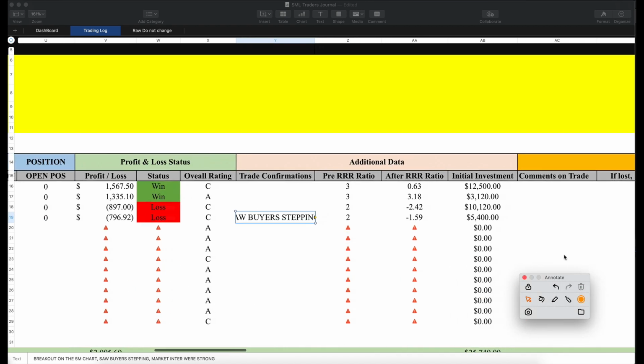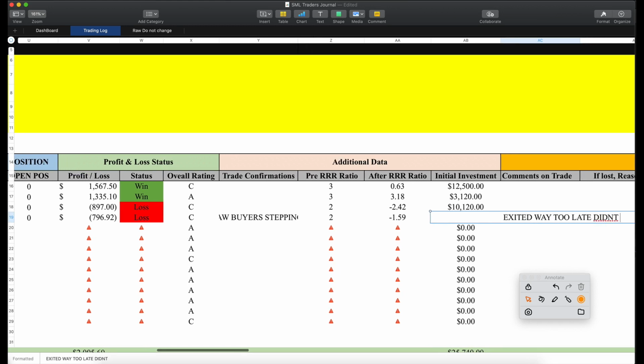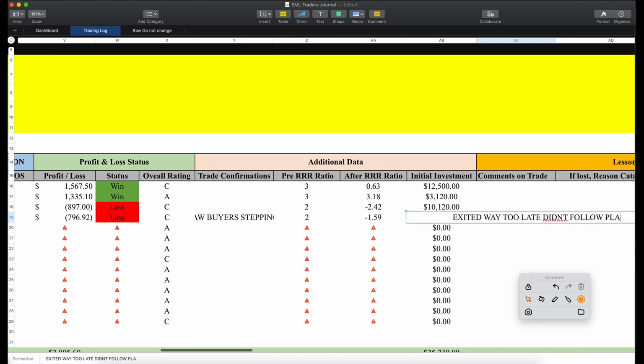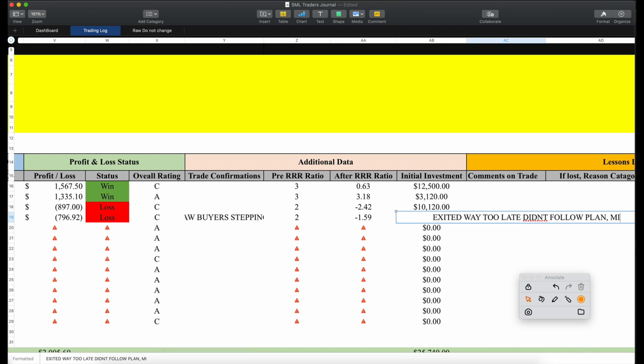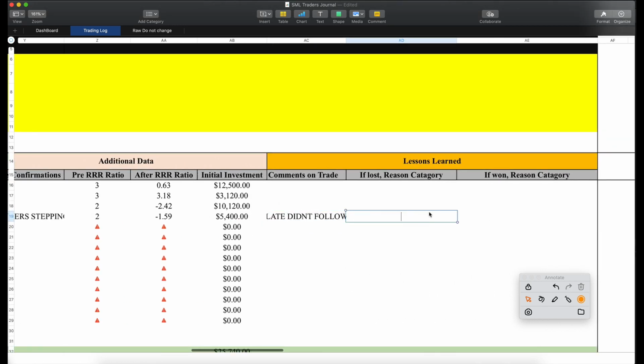Now, when we progress, your initial investment, this is basically how much you invested into this trade. Then comments on trade. What are your comments? Exited way too late, didn't follow plan, missed SL, stop loss. If lost, reason. What was your loss? Why did you lose money on the trade?